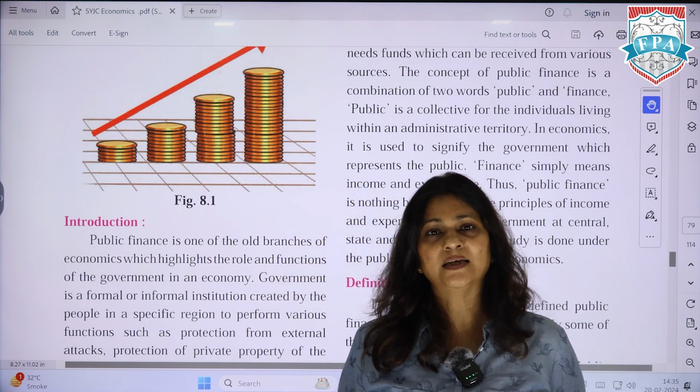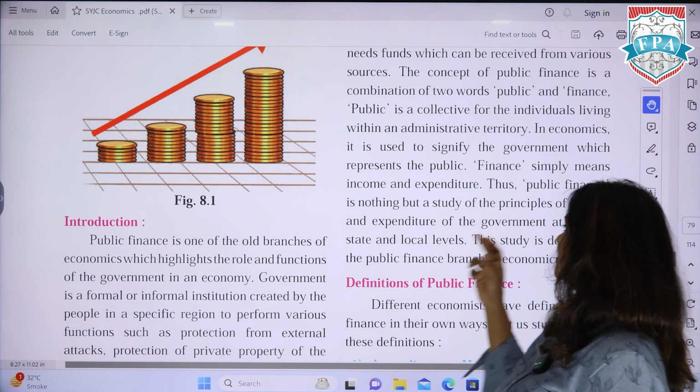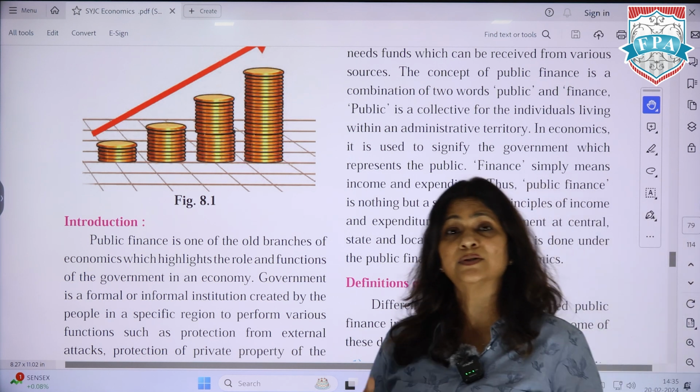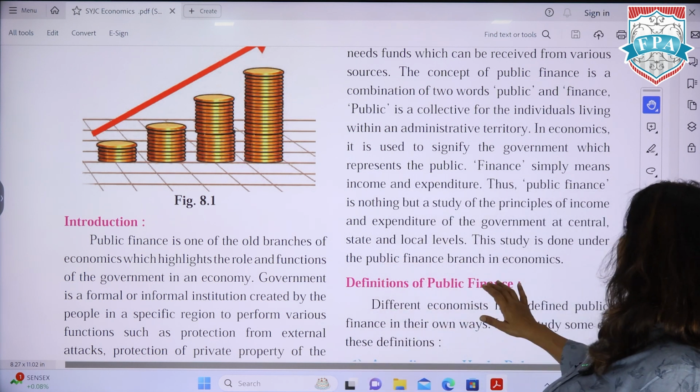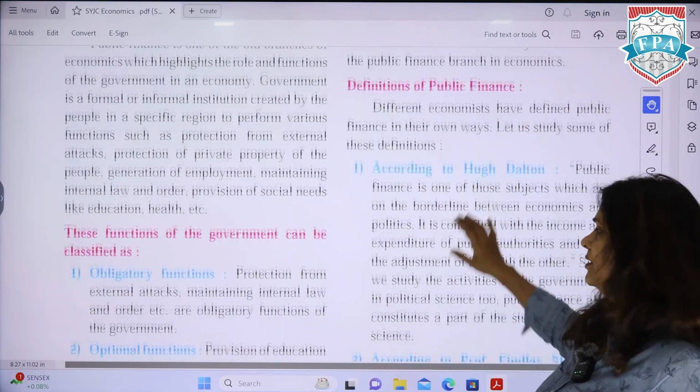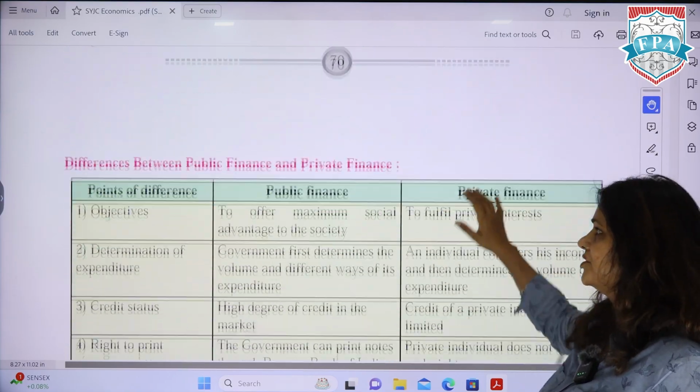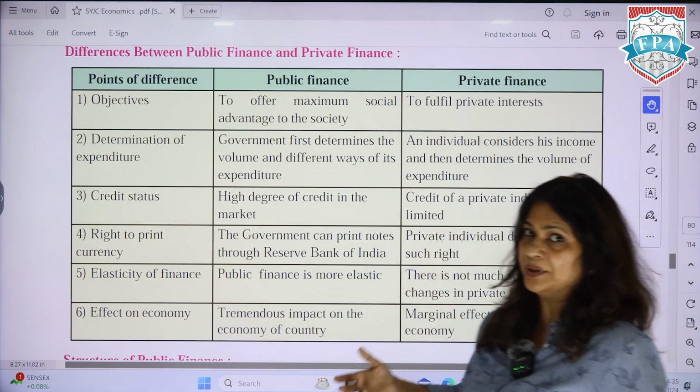There is no need to remember any definition. Simple, public finance is nothing but a study of the principles of income and expenditure of the government at central, state and local levels. Yes, there are 2-3 definitions which are given to you. If you want, you can learn them.